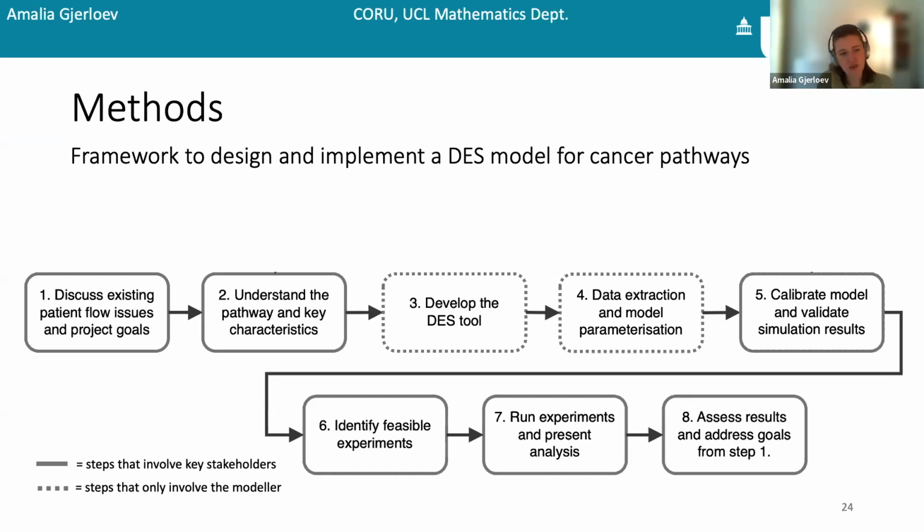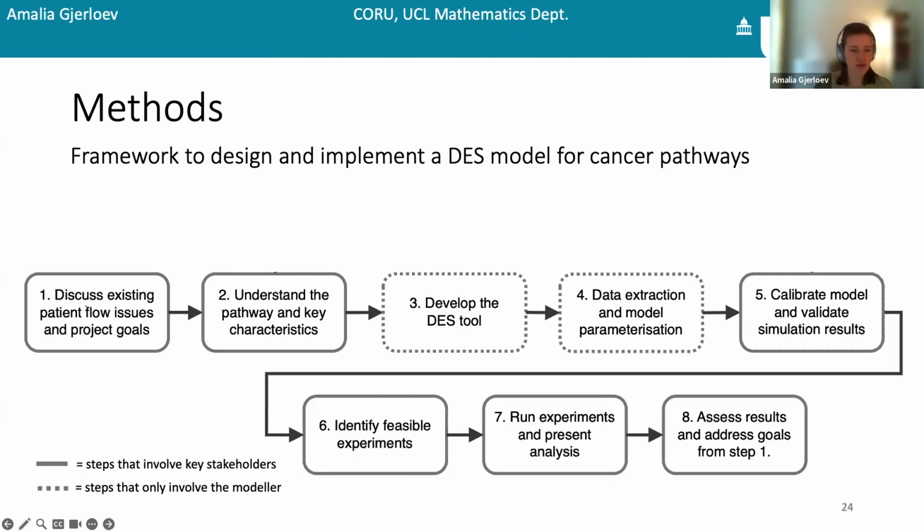So the first step is really to discuss existing patient flow issues and project goals with cancer services. Before you start any project, right, you want to identify what it is you're actually trying to achieve and what is important for them to get out of this project. The second step is to understand the pathway and key characteristics. So start trying to model the cancer pathway. What's important about it? What do we need to include in our model?